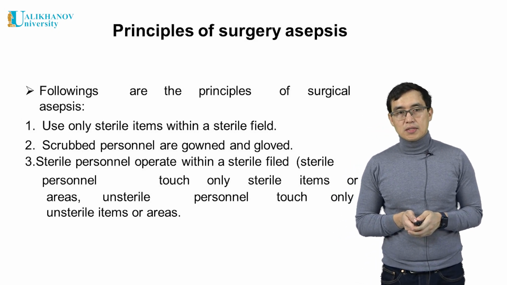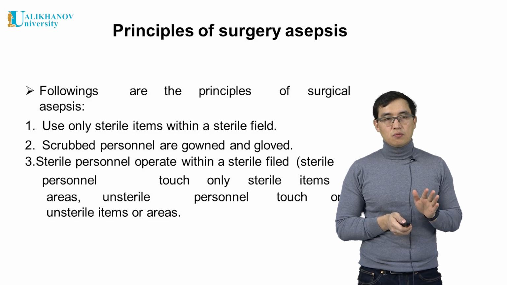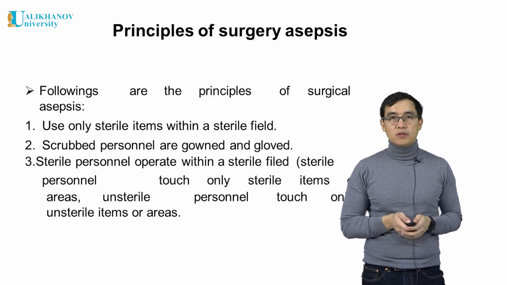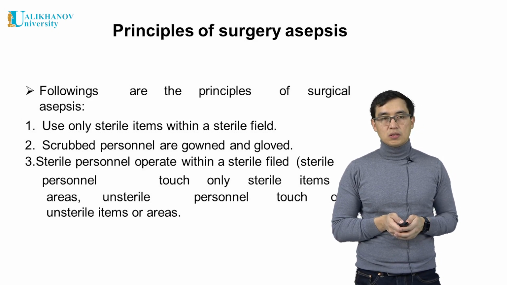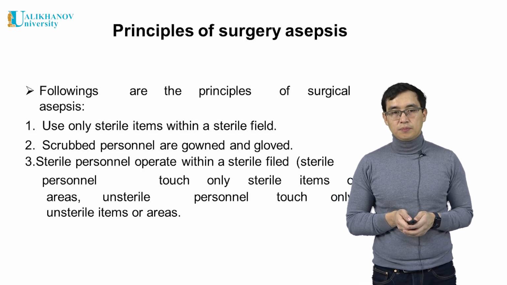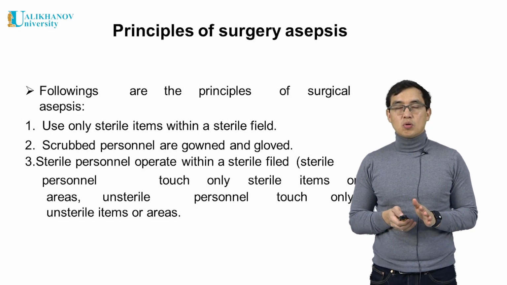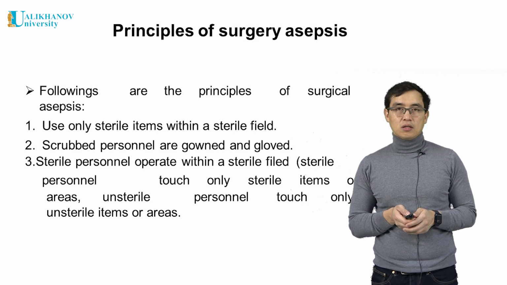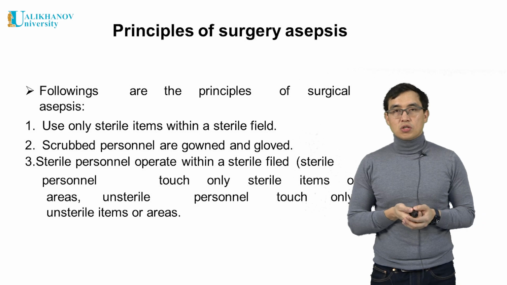Principles of surgical asepsis. The following are the principles of surgical asepsis. First of all, use only sterile items within a sterile field. Scrubbed personnel are gowned and gloved. Sterile personnel operate within a sterile field. Personnel touch only sterile items or areas. Unsterile personnel touch only unsterile items or areas. It is very easy, but it is the base of surgical asepsis.